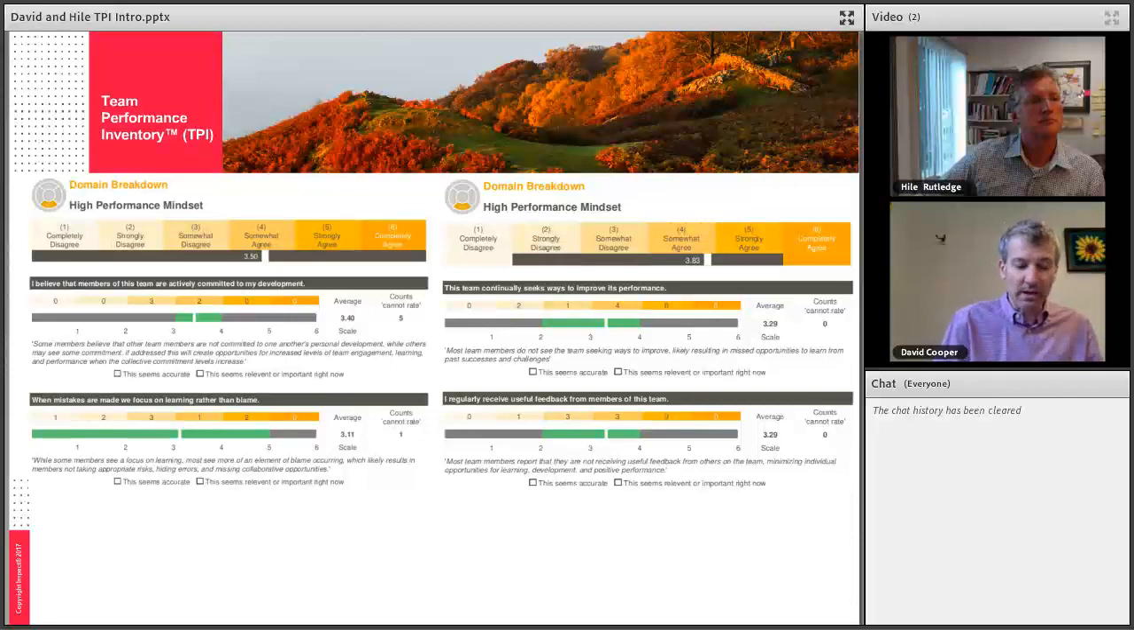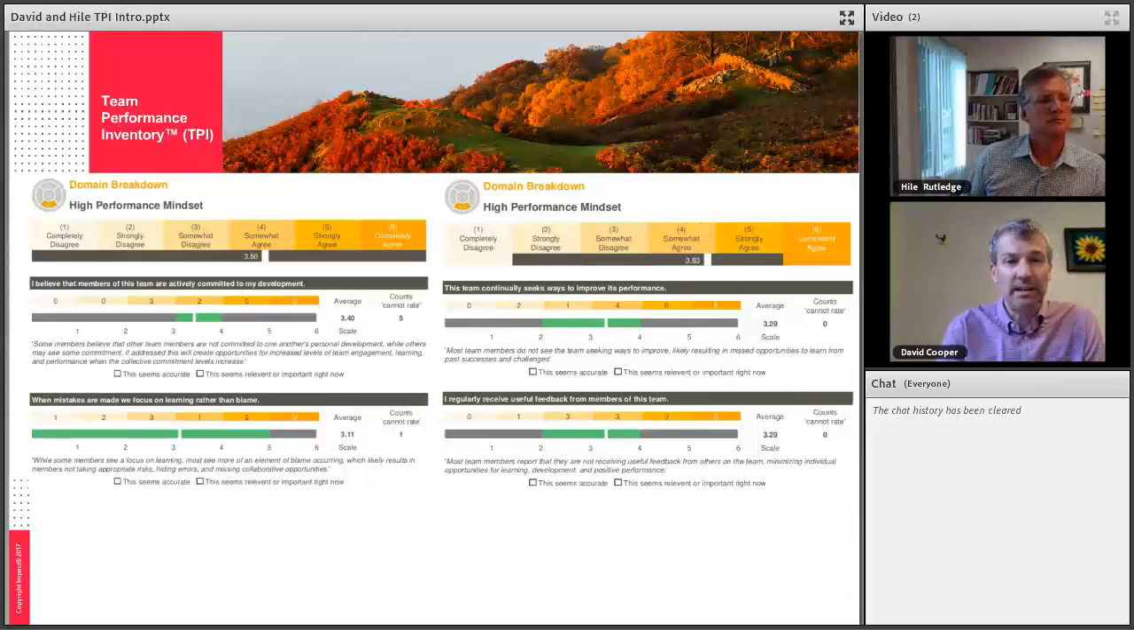And that's important information with regards to what we're going to address, what we're going to work on as a team. Whereas on the right-hand side, you have a team saying that what we're not doing very well is seeking ways to improve our performance and really sharing feedback with each other on the team.